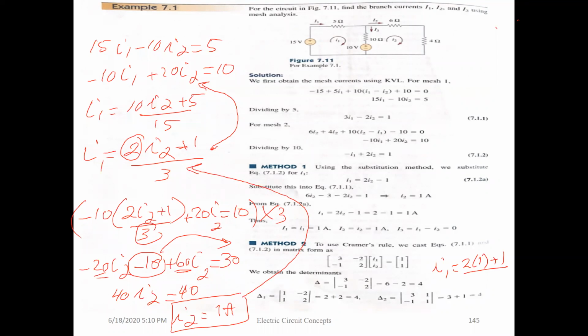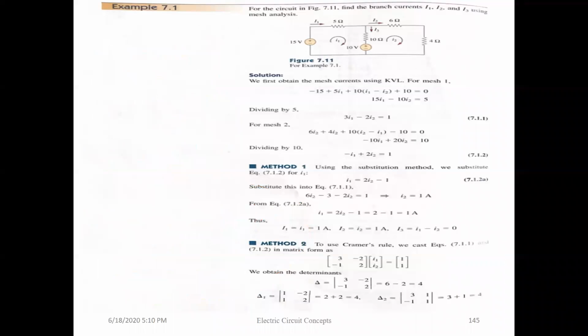This will be a 3, so 3 over 3, so I1 is equal to 1 amp, which is the same as the solution in the book here, okay? Okay, so we're done with this method here. Now, if we need to use what we call Cramer's rule, this method here.